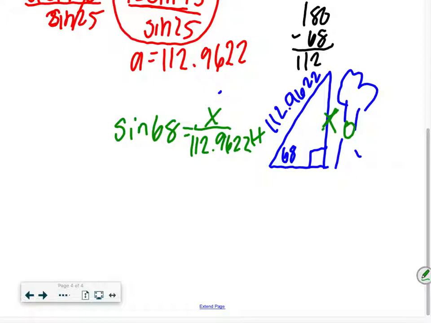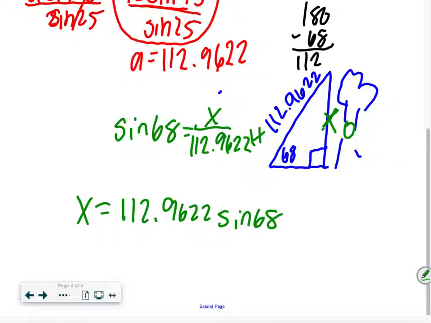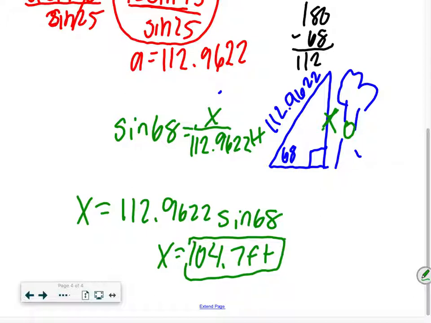Multiply it over. X equals 112.9622 times the sine of 68. Multiply it over, get x by itself. Good. Label feet.